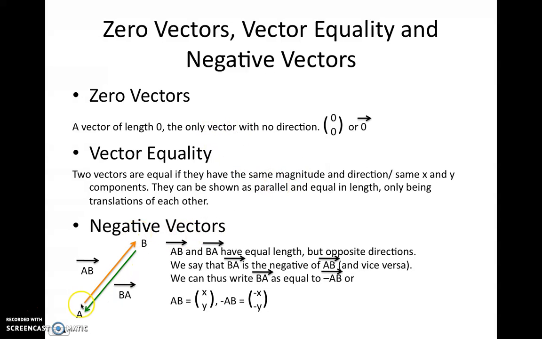Negative vectors. As you can see in the diagram here, we're going from point A to point B, and also from point B to point A. So they have equal length but opposite directions. We can thus say that BA is the negative of AB and vice versa. So BA is equal to minus AB, and AB is equal to minus BA, correct? So if AB is equal to (x, y), then minus AB is equal to (-x, -y).